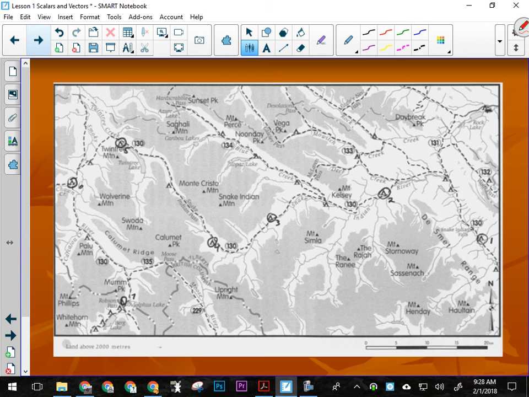Now, let's say I'm walking along this map. Okay, the little hashed marked lines are trails. So let's say I'm standing right here at Seldom Inn Campground, and I want to go to here, which is Snake Indian Falls Campground. There's a sign at Seldom Inn Campground that says Snake Indian Falls Campground, 28 kilometers.